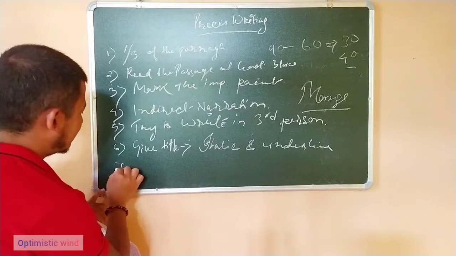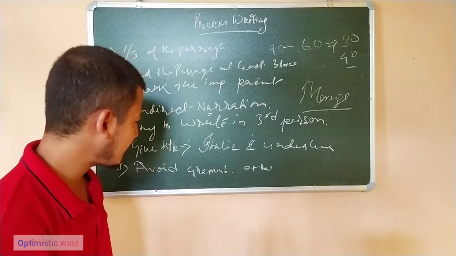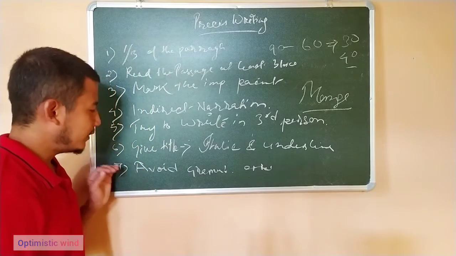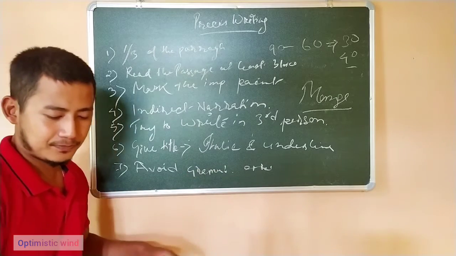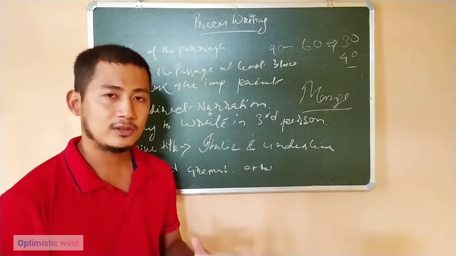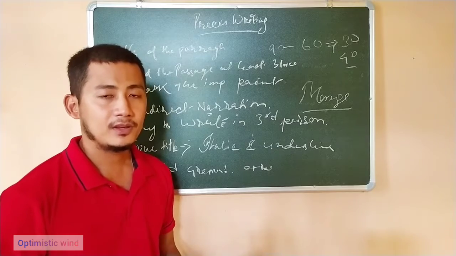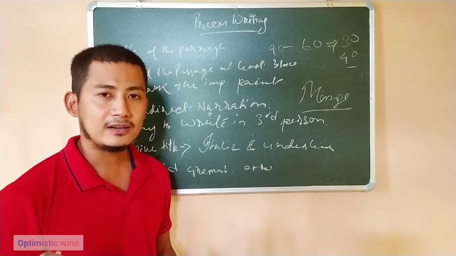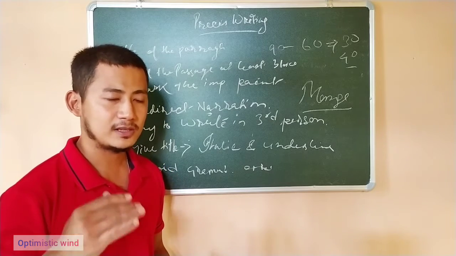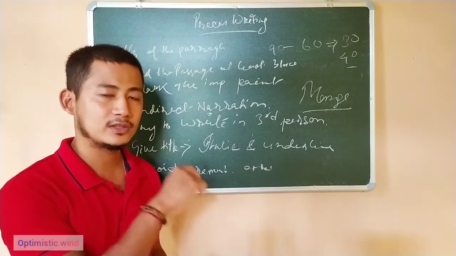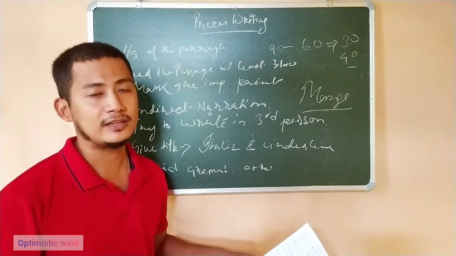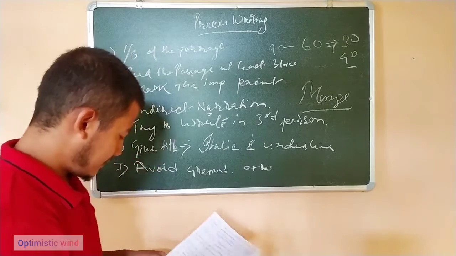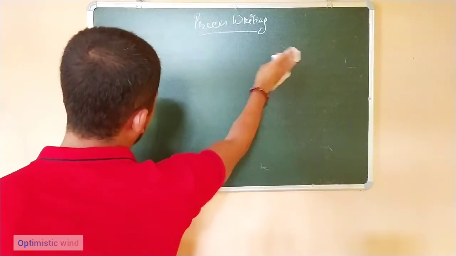Then number 7 point is really important, that is avoid grammatical error. And apart from this, try to learn about the synonyms and antonyms, and again phrases and one word substitution. Okay, as much as you have the knowledge about the one word substitution and phrases, that much you will be able to write good in exam.